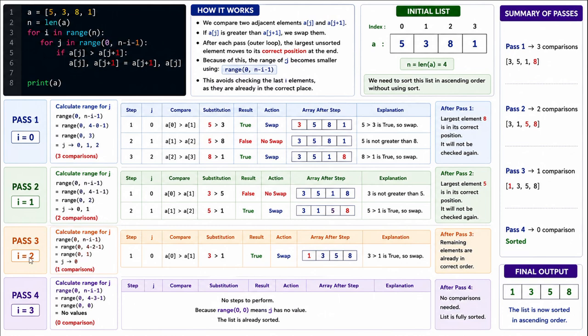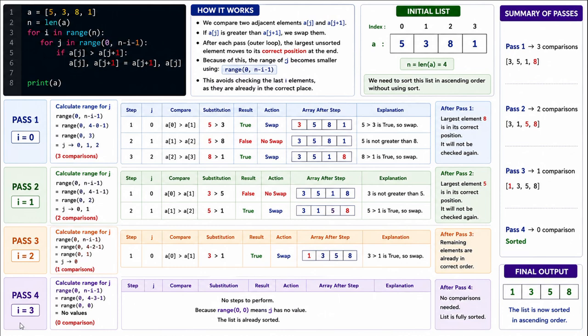Now we are going to pass 3. Here i equal to 2, which means the range is 0, right? Here we have only one comparison. Now step 1, j equal to 0. a of 0 greater than a of 0 plus 1, which means a of 0 greater than a of 1. Let's check here. 3 greater than 1. Yes, true, so we have to swap them. Here it became 1, 3, 5, 8.